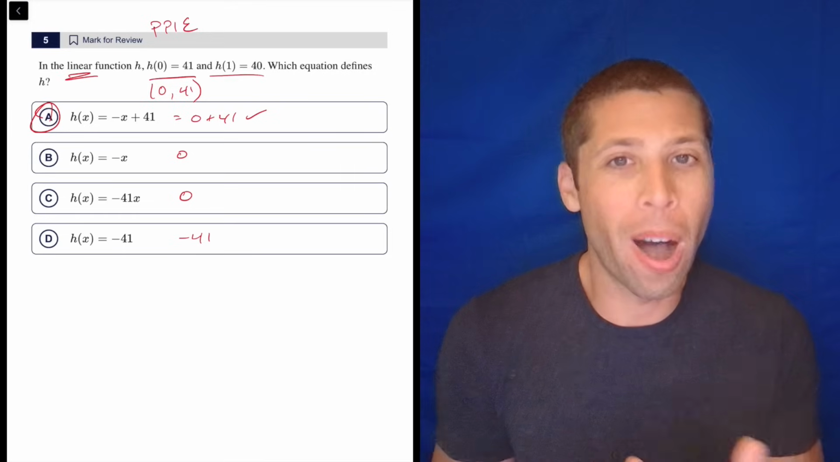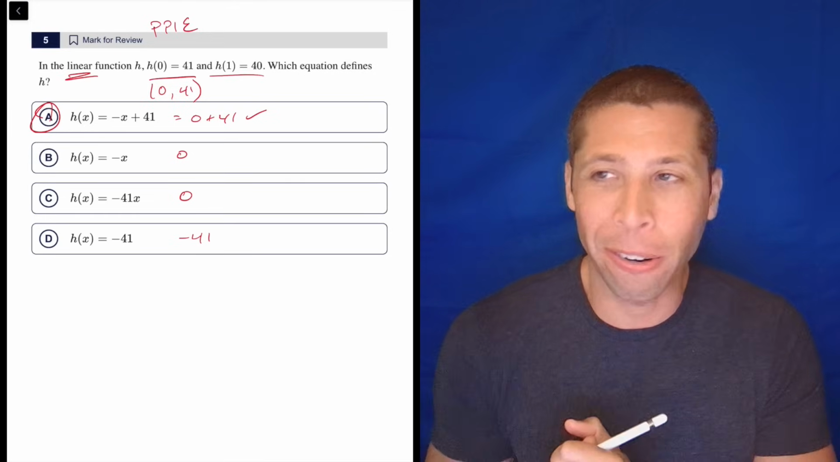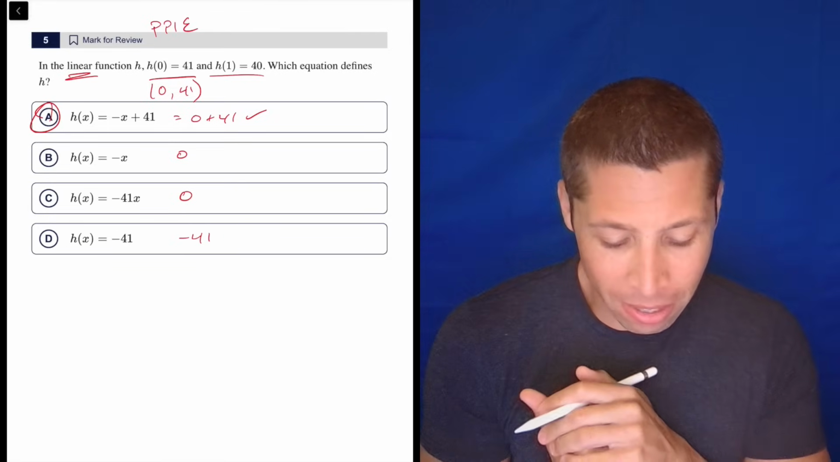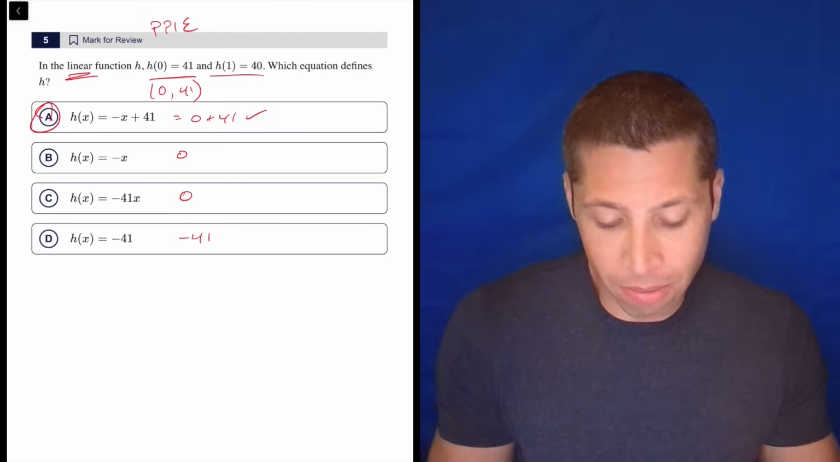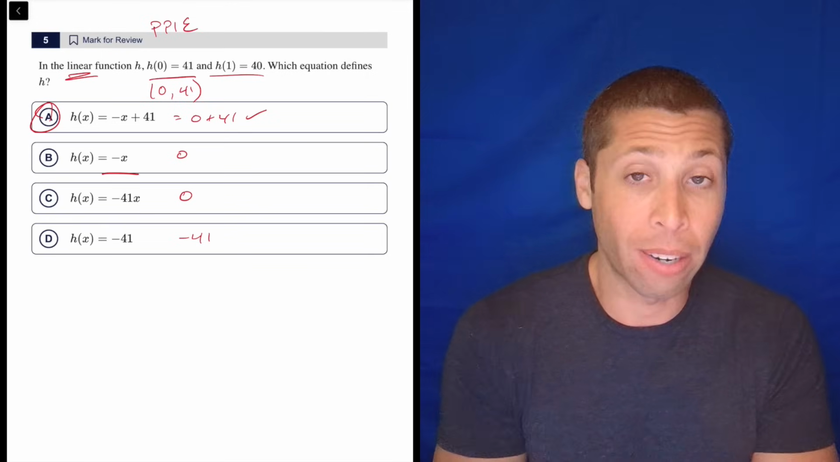But why bother? That seems like more work. There's a higher chance of error, right? We could lose a negative. We could put things in the wrong places. We don't need to find the slope because even if we did, we would still get 2 answer choices, right? Because B has a slope of -1 as well.